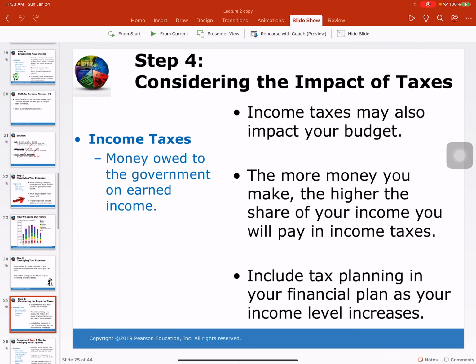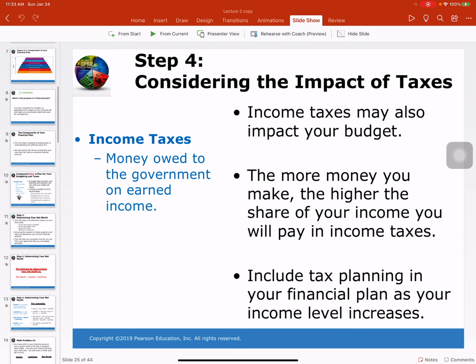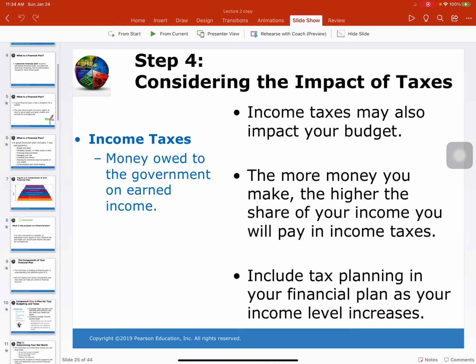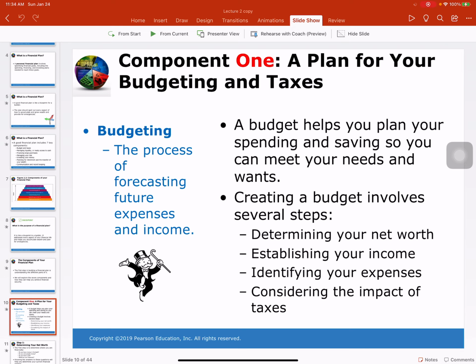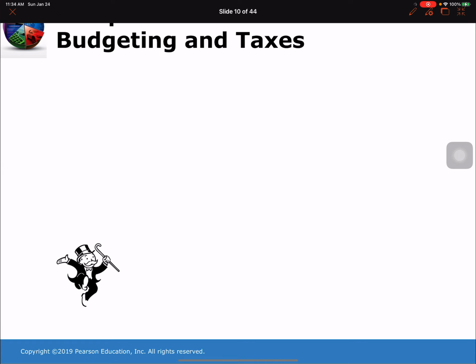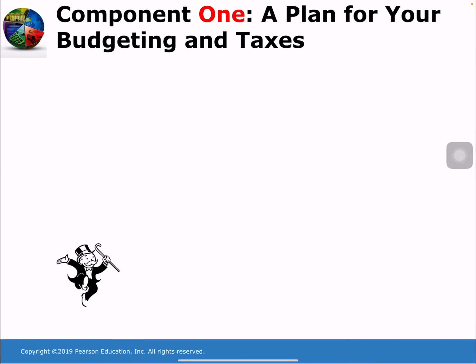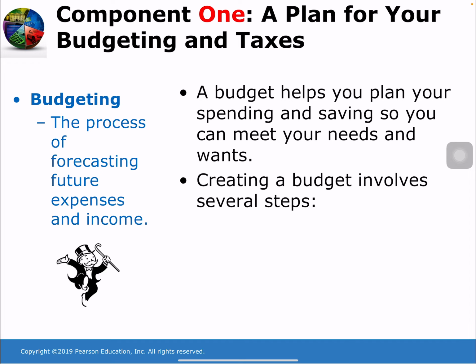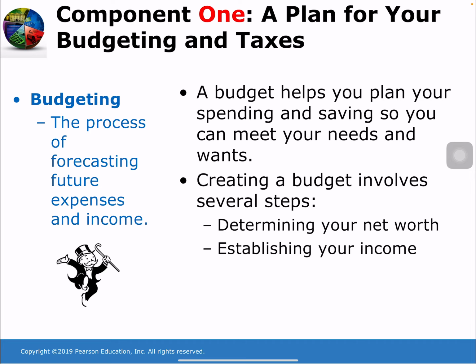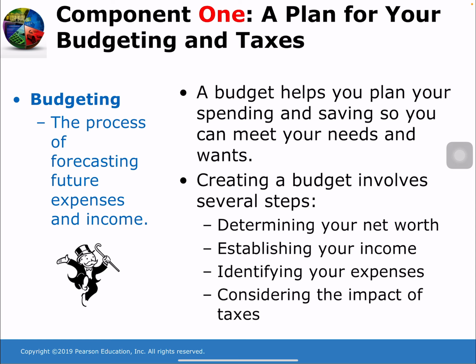Okay, so I'm going to flip back to an earlier slide just to summarize here. We're going to take a little review. What we did today was we looked at component 1, a plan for your budgeting and taxes. Under this component, we looked at the steps: determining your net worth, establishing your income, identifying your expenses, and considering the impact of taxes.